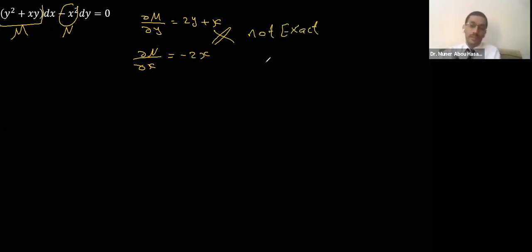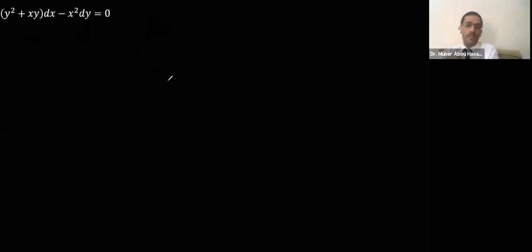So it isn't from any one of the kinds which we studied before. So for me also, now I studied a new kind of differential equation. So let me write first of all that my M(x,y) is y squared plus xy, and my N(x,y) is negative x squared.